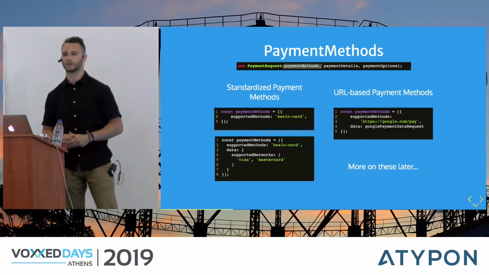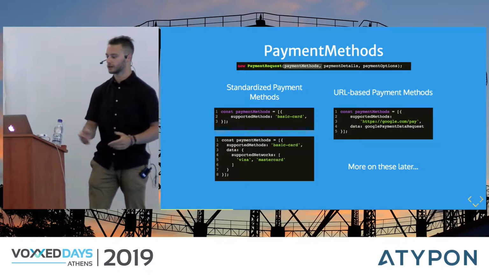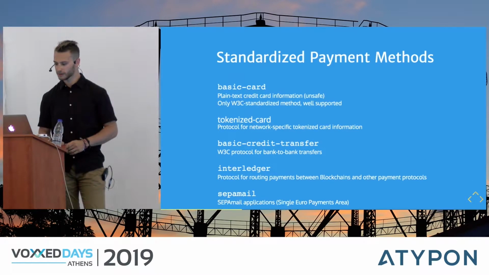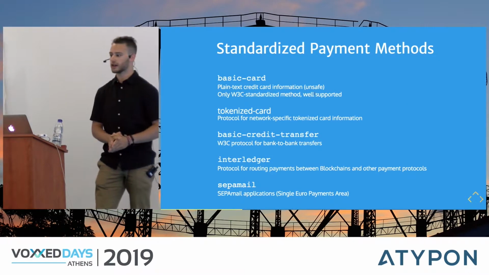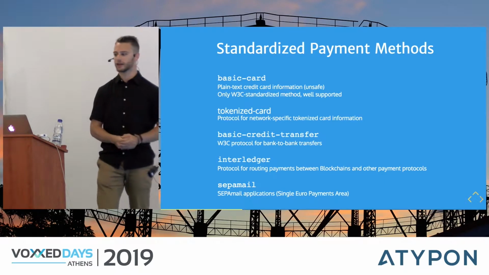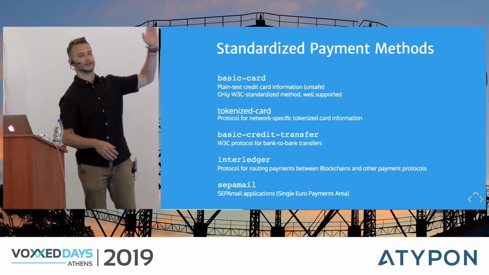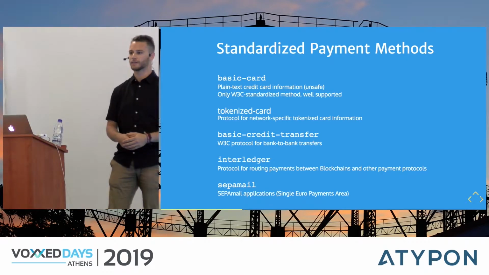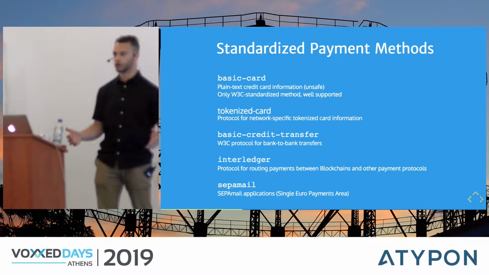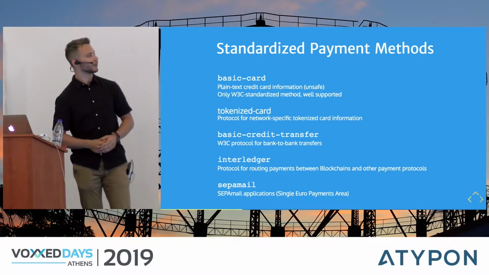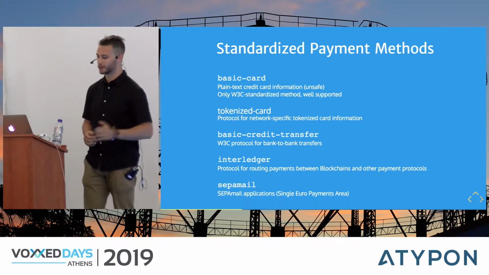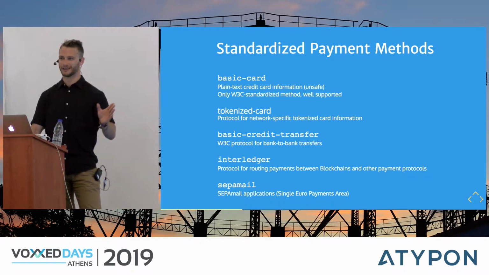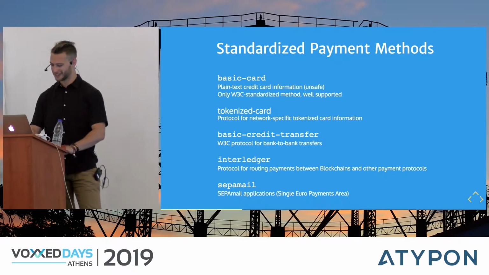URL-based payment methods are for more proprietary payment systems like Google Pay. We'll be talking about those a little bit later. Here's just a list of the payment methods that are defined in the W3 spec. As far as I know, browsers are only implementing basic card at this point, but this is kind of a look at the types of payment methods that this protocol is designed to allow. Interledger was one I hadn't heard of before, and as I said, I work in blockchain, so I'm excited to see that there is a future of this API with some blockchain technology.